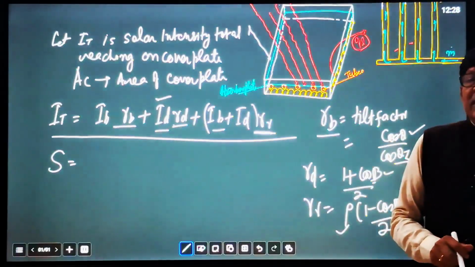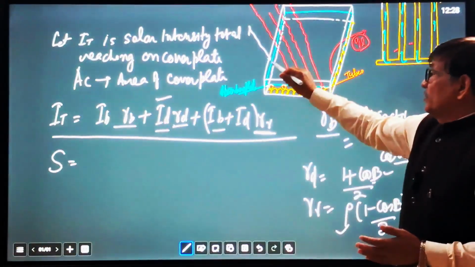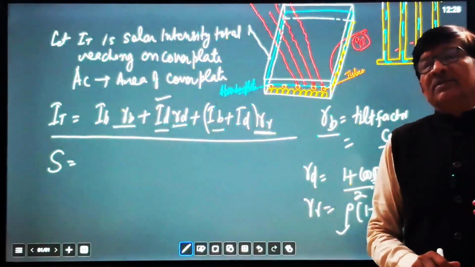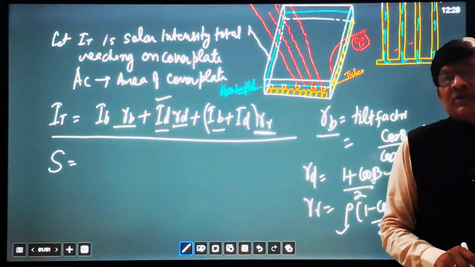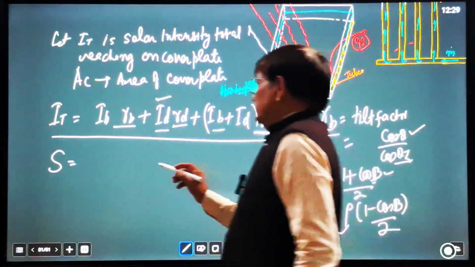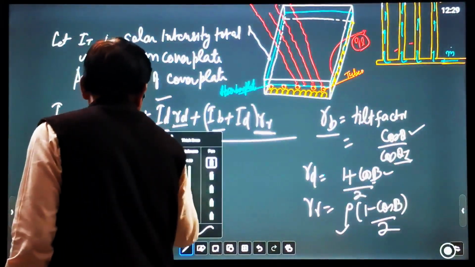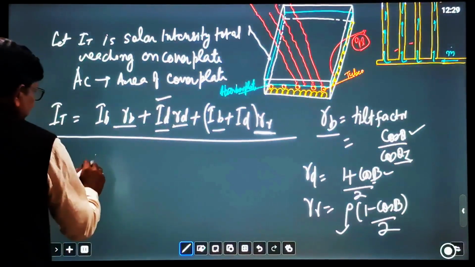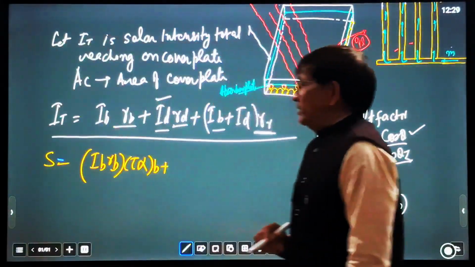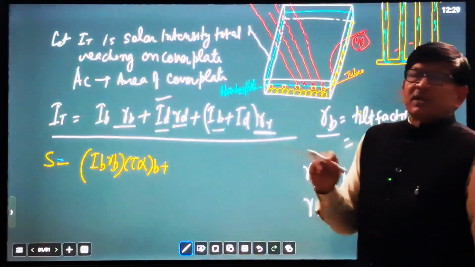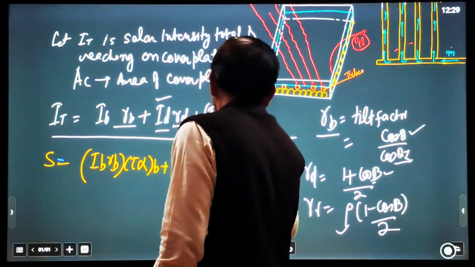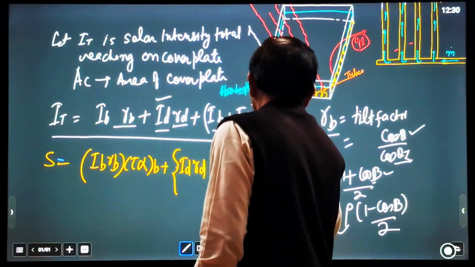So it depends upon transmissivity and absorptivity how much of the total radiation reaching the cover plate will be absorbed by the absorber plate. That is S. S is the radiation intensity absorbed by the absorber plate, depending on the product of the transmissivity of the cover plate and absorptivity of the absorber plate. So S can be defined as S equals IB RB (tau alpha)B, meaning this part of the beam radiation will reach and be absorbed by the absorber plate, plus ID RD (tau alpha)D plus (IB plus ID) RR (tau alpha)D.